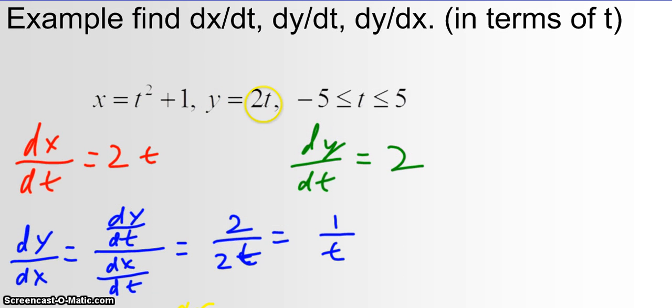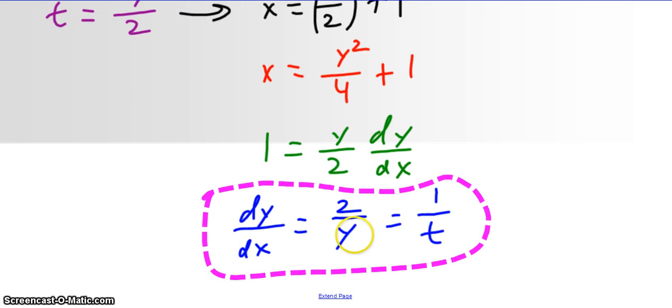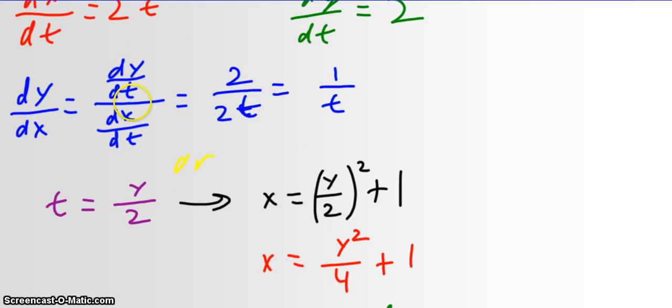But remember, y is 2t, and I want the derivative dy dx in terms of t. So then I can substitute in for y, 2t, so I get 2 over 2t, which is 1 over t. So either method works. Either getting the parametric equations in terms of a rectangular equation and then doing dy dx, or recognizing that dy dx is actually dy dt over dx dt.